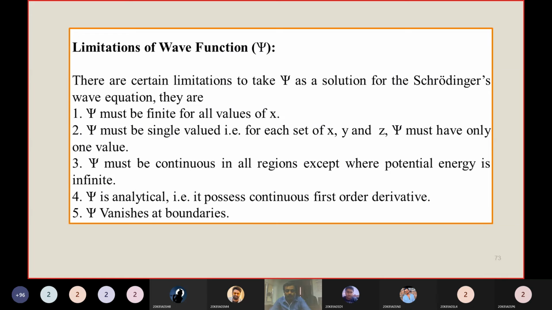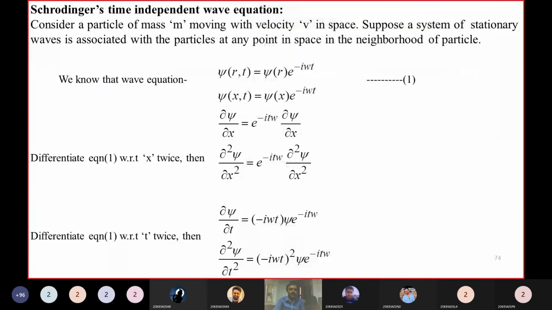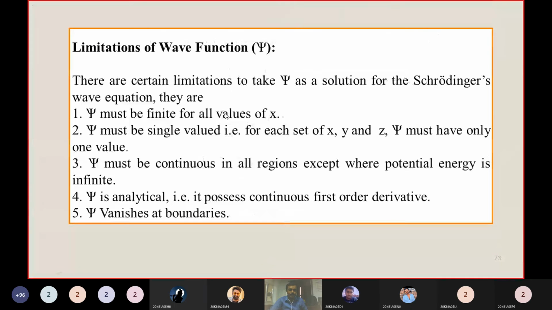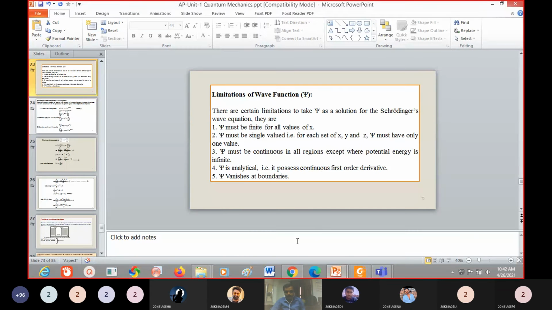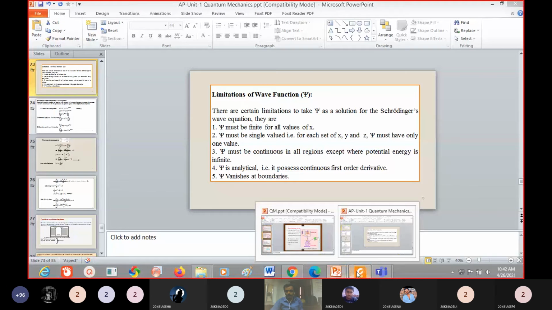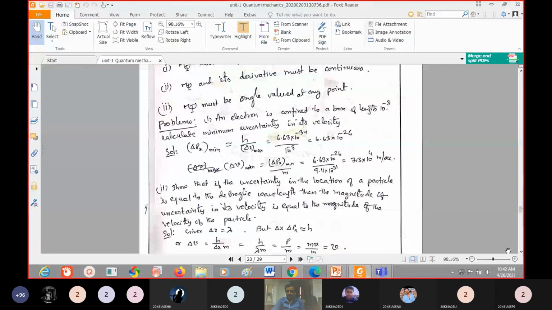Next topic is the Schrodinger time independent wave equation. But before going to that, we will solve some problems based on the Heisenberg Uncertainty Principle.